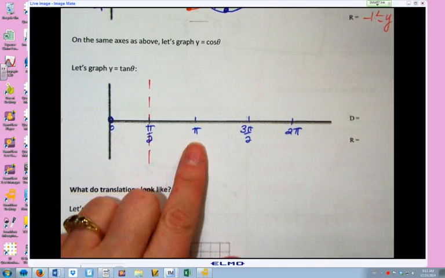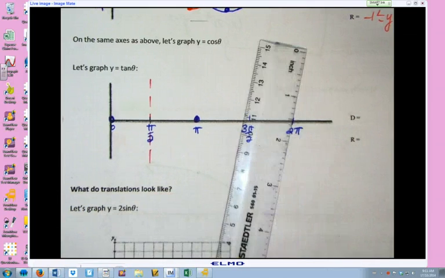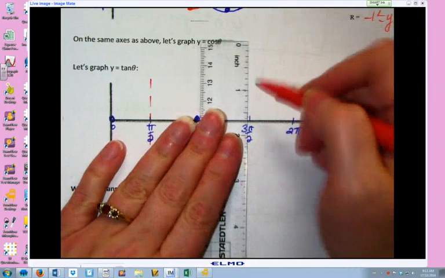Okay, left-hand side of the circle, so pi, 0. Bottom of the circle, undefined, so we get another asymptote there.